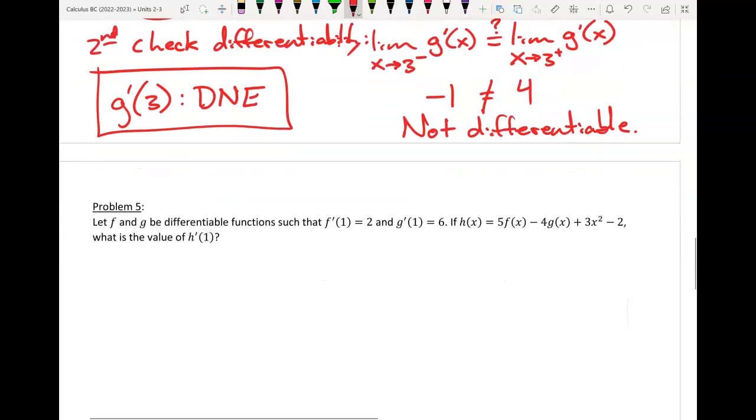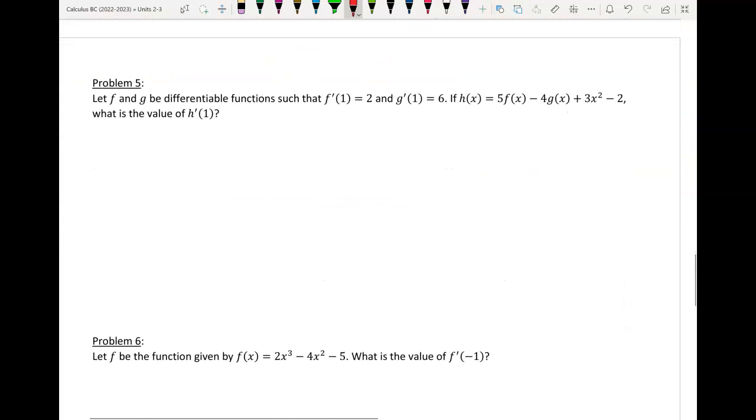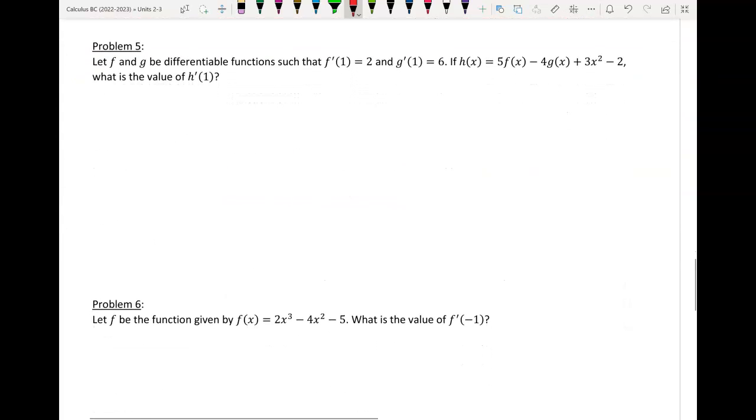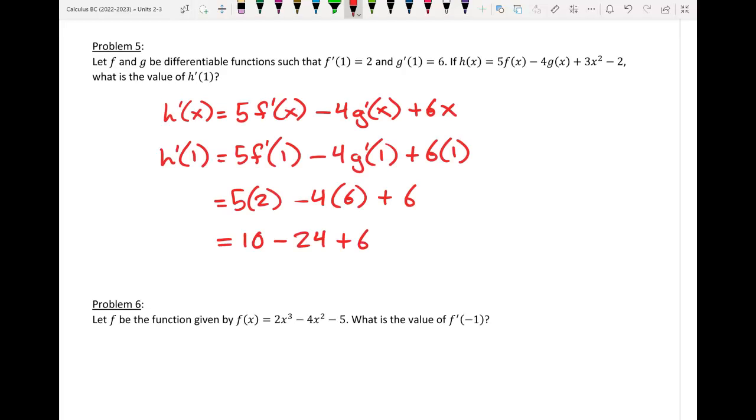All right. Okay, do problem 5 and 6. Actually, 5, 6, 7. Do the last 3 problems. All right, let's just check in with number 5. Did we get negative 8 for number 5? Awesome. That's what I got. So just take the derivative of each, plug in the values that they gave us. We're good.